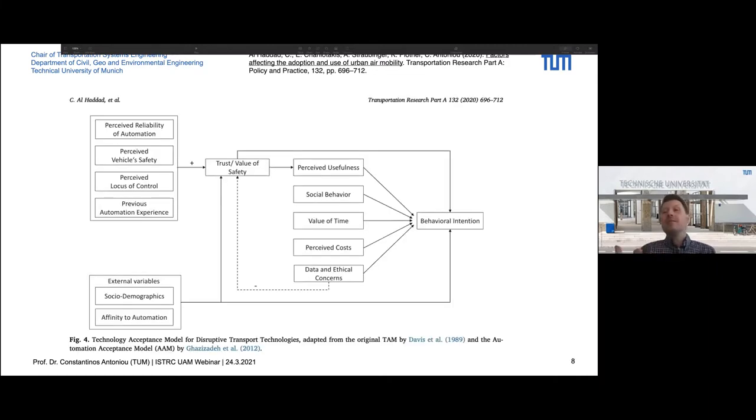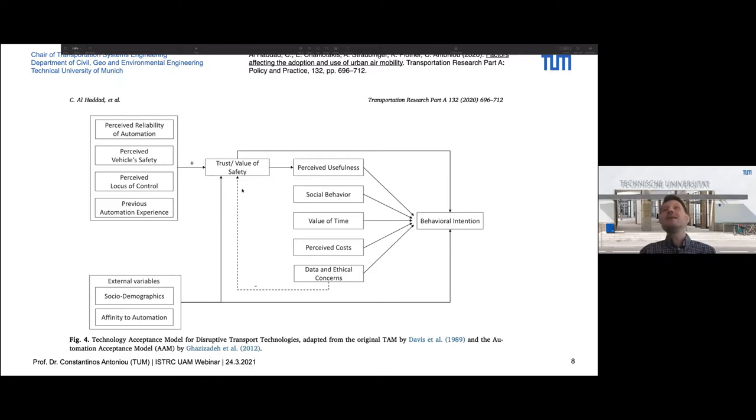And we mapped this into the so-called technology acceptance model, which is a model that tries to link the behavioral intention, the intention of using a new technology, with the various attitudes and perceptions. And this technology acceptance model is not something very new. It has been developed in the 1980s. It had already been extended to the automation acceptance model in the early 2010s by researchers in the field of transportation. And then we extended it to urban air mobility, which has the component of automation. It's expected that it will play a role, but also some additional components.